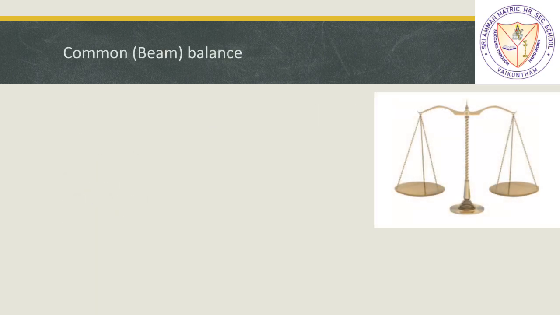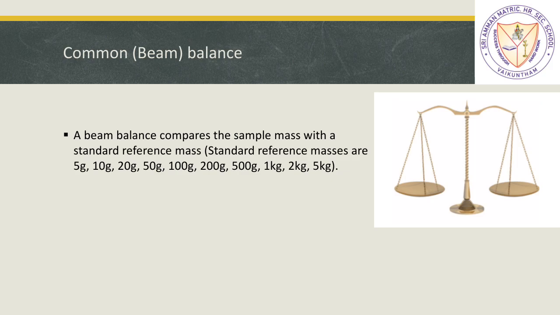The first one is beam balance. So you're quite familiar with this beam balance, right? It is called the common balance. You have seen this one also in the market. Sometimes they use this. A beam balance compares the sample mass with a standard reference mass. So we all know that there will be some stones kind of a thing, where the standard values are written like 5 gram, 10 gram, 20 grams, 50 gram, 100 gram. On all those stones it will be written, 200 grams, or a 1 kg stone will be there.